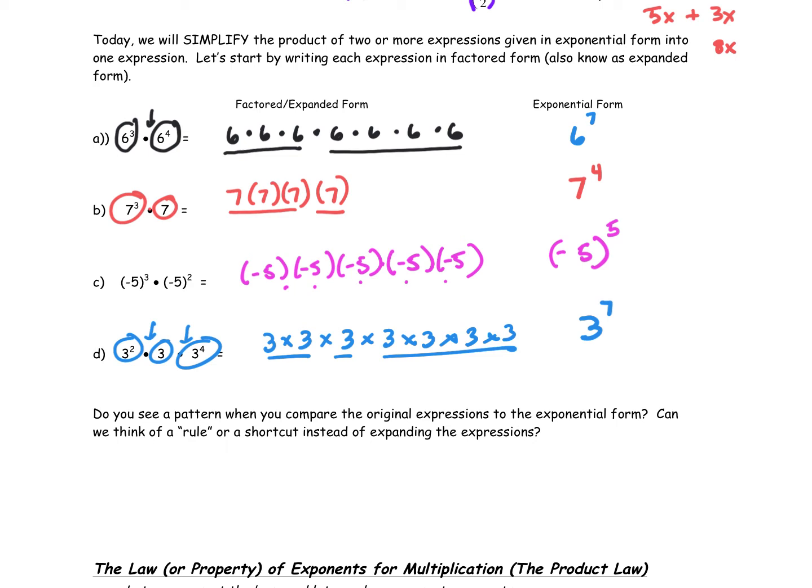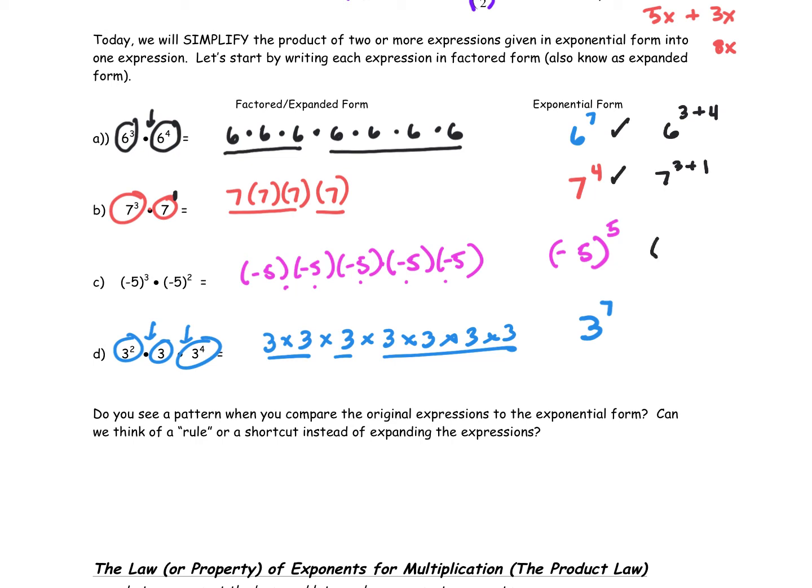Well, hopefully you noticed that if I have 6 to the third power and 6 to the fourth power, if I add those exponents, I get 6 to the 7th power. This next example, I have 7 to the third power, but if you recall, we just talked about how if it doesn't have an exponent, it's raised to the power of 1. So that'd be 7 to the first power. So altogether, when we add them, that's 7 to the fourth power.